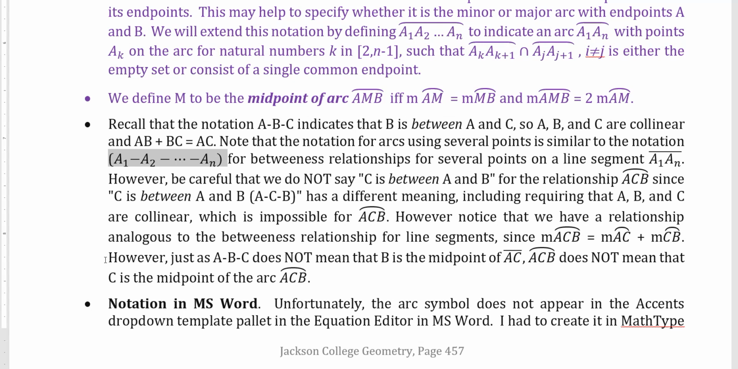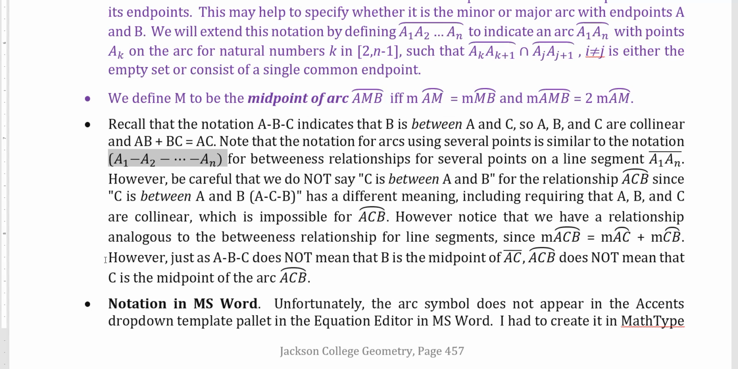And a relationship there. So we cannot say when we have arc ACB that C is between A and B. If C were between A and B, that would be A dash C dash B. That would mean that A, B, and C are collinear, and that's impossible for a circular arc ACB. Of course, any 2 points on the circle could have a line through them, but not 3. In Euclidean geometry, circles are not straight.